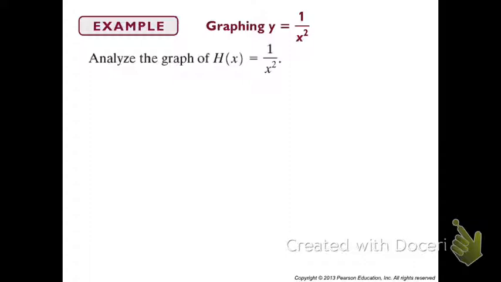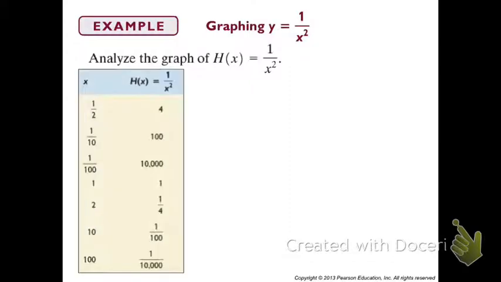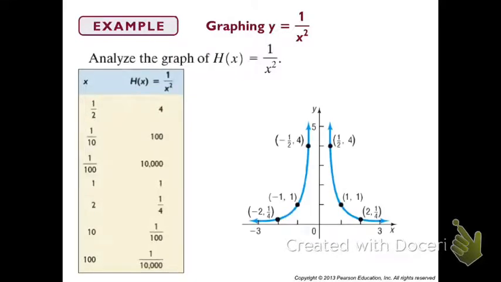Go ahead and pause the video and write this function down, y equals 1 over x squared. And we're going to be analyzing the graph y equals 1 over x squared, first by looking at a chart and then looking at the graph itself. So let's take a look at this chart. When we make an xy chart, we make it look a little bit different than what you see here. So our xy chart really looks like this.